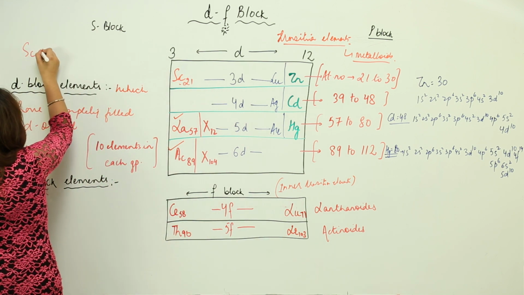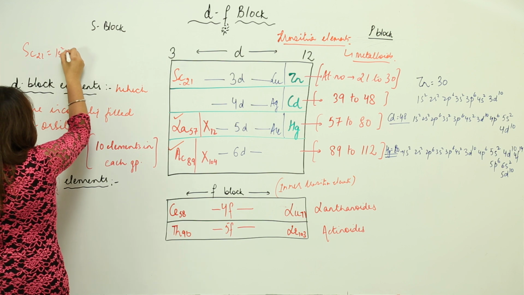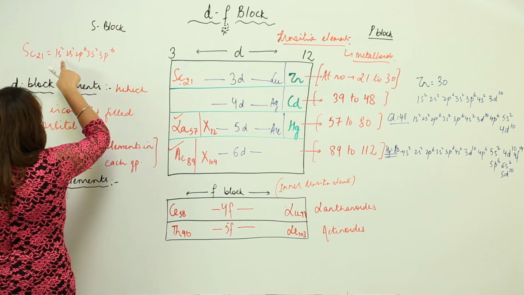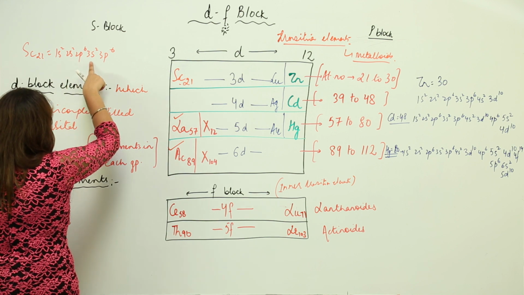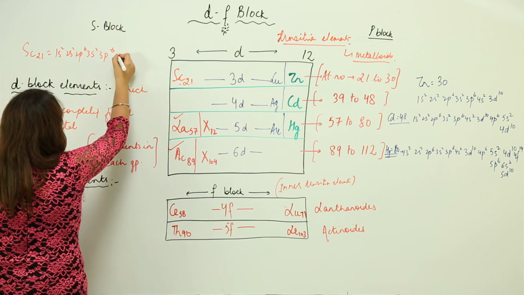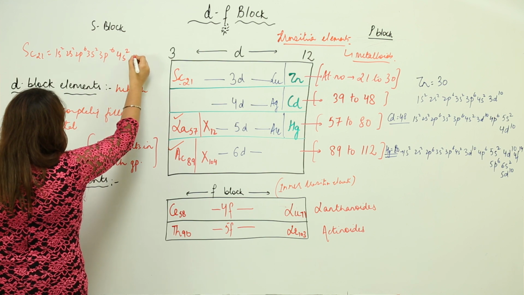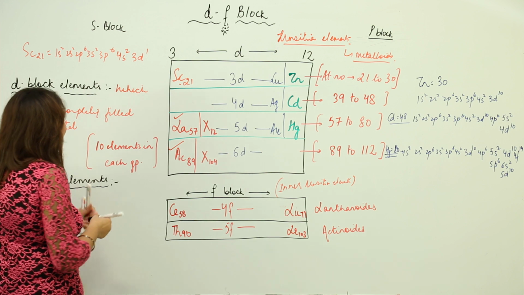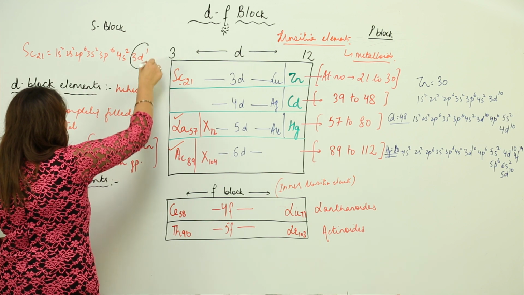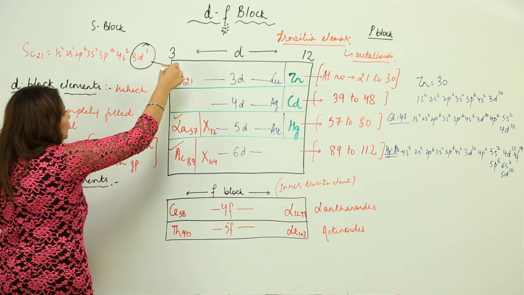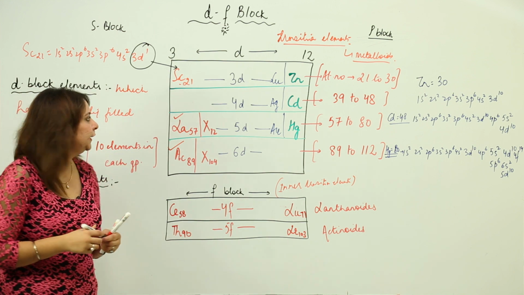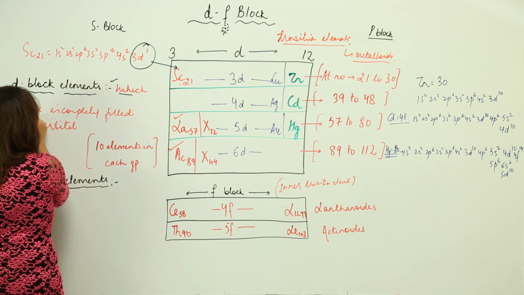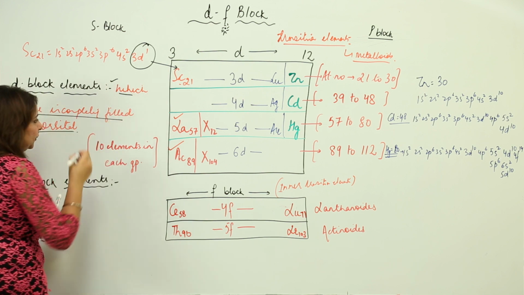So I can just show you with an example. If I write its configuration, it is going to be 1s2, 2s2, 2p6, and so on up to 21. As you can see, it has an incompletely filled d orbital, so that is why it is a member of the d block. So we can say the d block elements are those which have an incompletely filled d orbital.